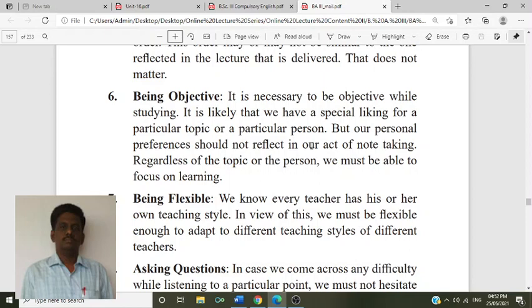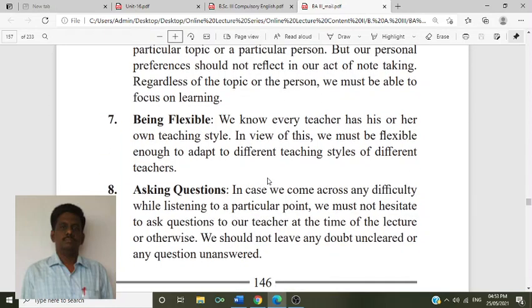It is likely that we have a special liking for a particular topic or a particular person, and as a result, it is also reflected in the note taking. Instead of that, we should be objective, and our personal preferences should not be reflected in our act of note taking. This is a very important thing that we should keep in mind while taking notes. We should be objective. Regardless of the topic or the person, we must be able to focus on learning. So this is what we should keep in mind while taking the notes.